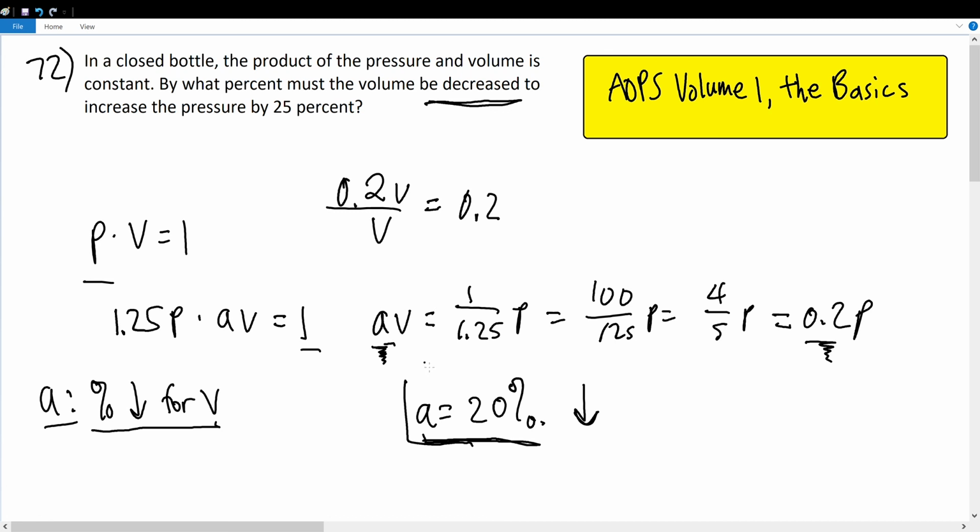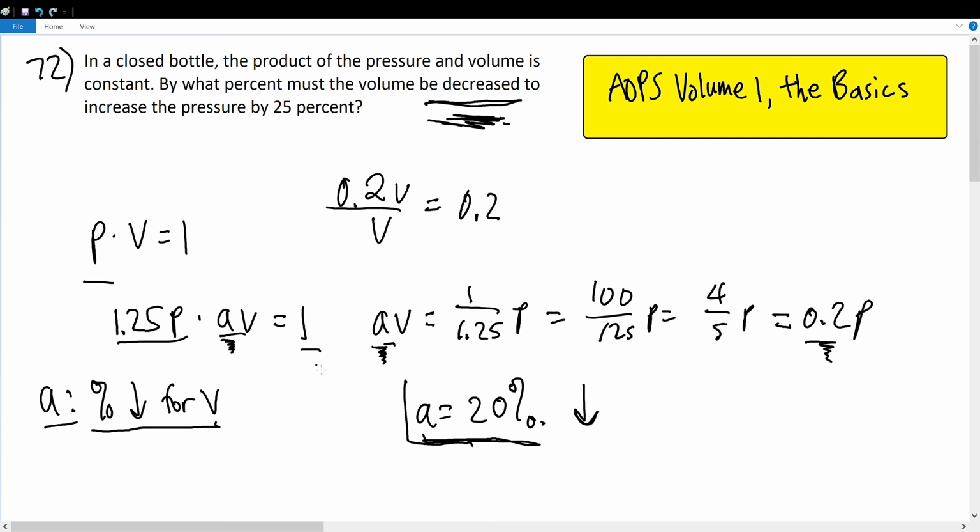So this is why I didn't solve for A, which is the exact quantity of V left after we increase the pressure by 1.25, because that's not what the question is asking for. How much must the volume be decreased? I cannot emphasize enough. How much must it be decreased? It is not the percentage left.